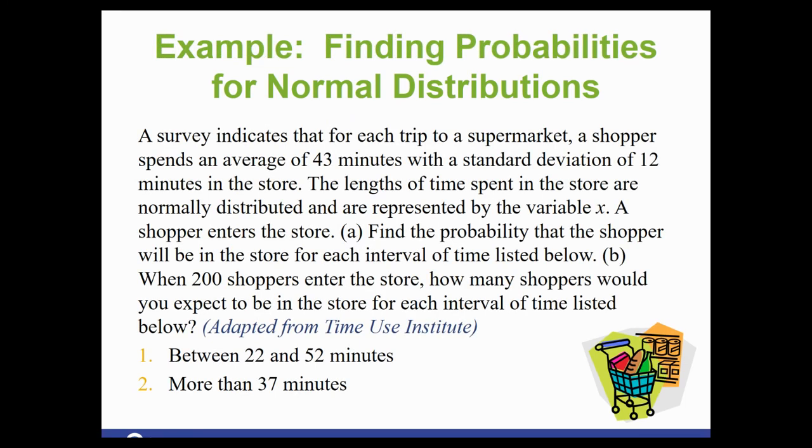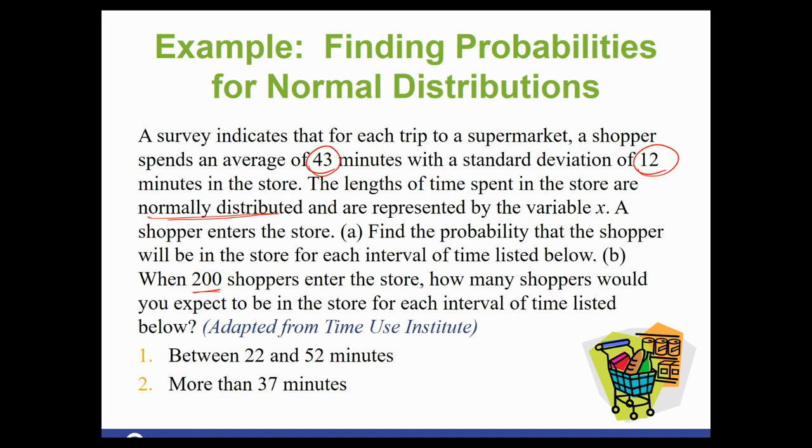Here's another one. A survey indicates for each trip to the supermarket, a shopper spends an average of 43 minutes with a standard deviation of 12 minutes in the store. The lengths of time spent in the store are normally distributed and are represented by the variable x. A shopper enters the store. Find the probability that the shopper will be in the store for each interval of time listed below. And then part B, when 200 shoppers enter the store, how many shoppers would you expect to be in the store for each interval of time listed below?